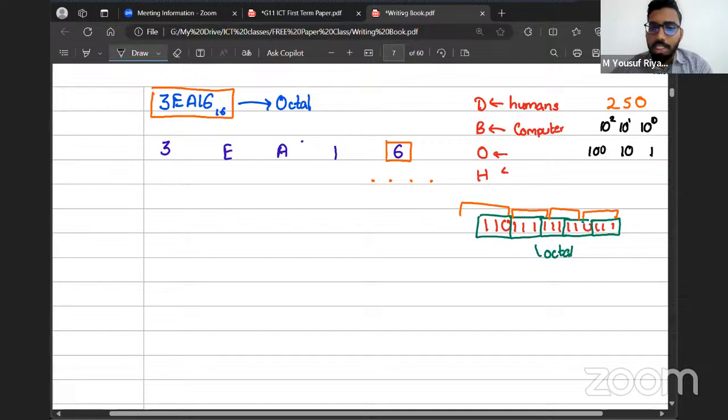What is meant by bits? Bits means a binary digit. One binary digit is called a bit. We call this one the ones place, this one the tens place, and this one the hundreds place. That is in decimal numbers.